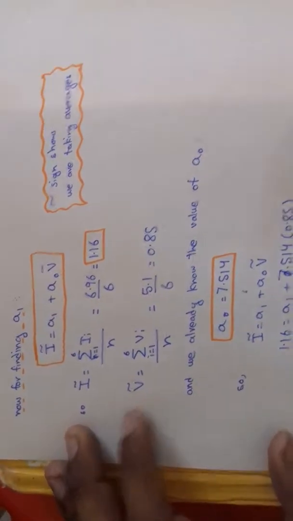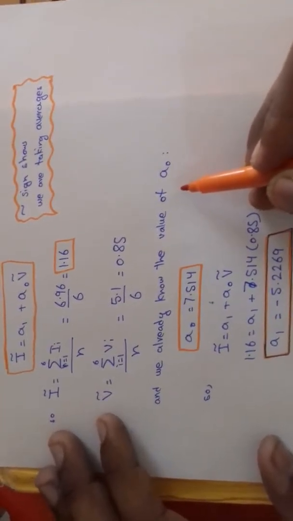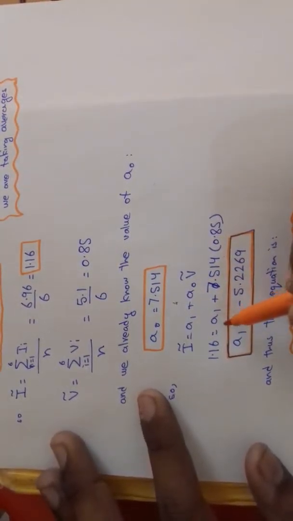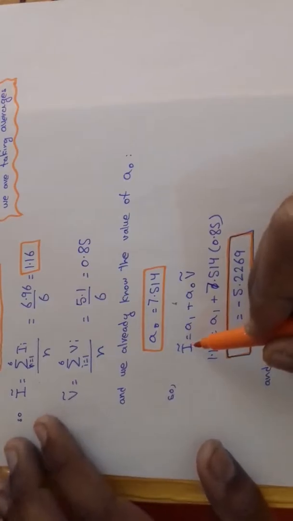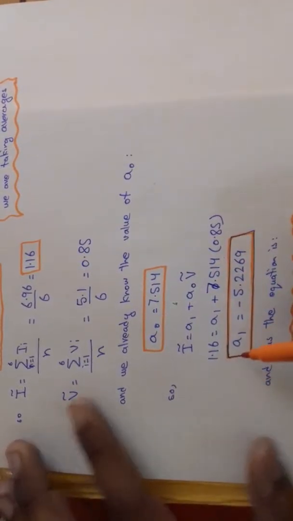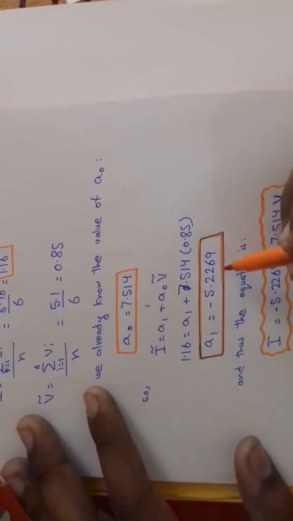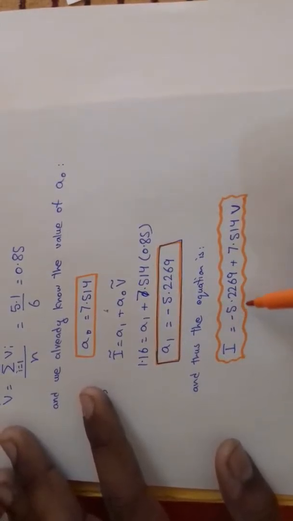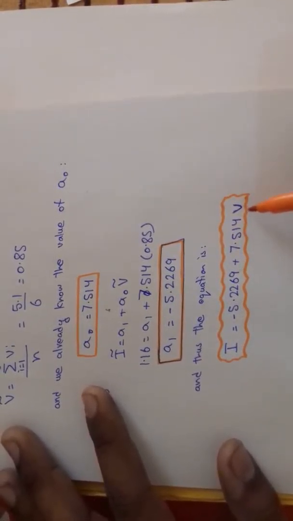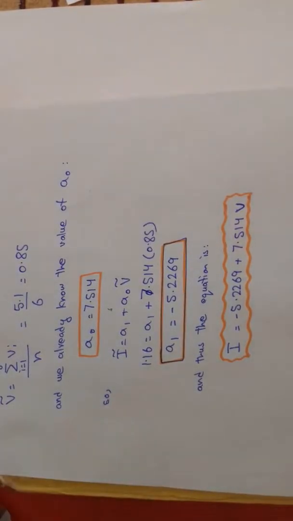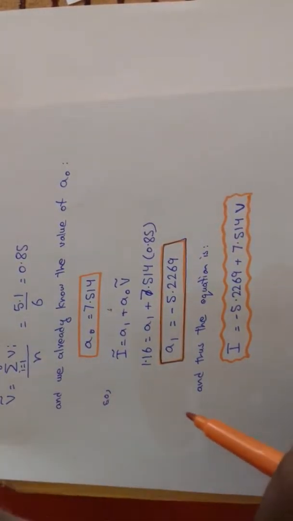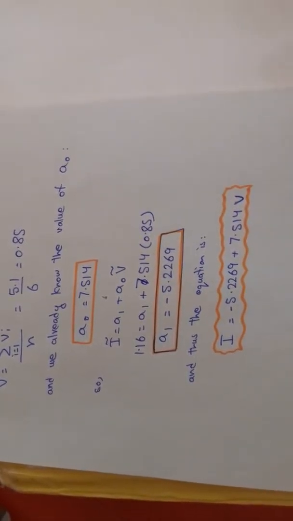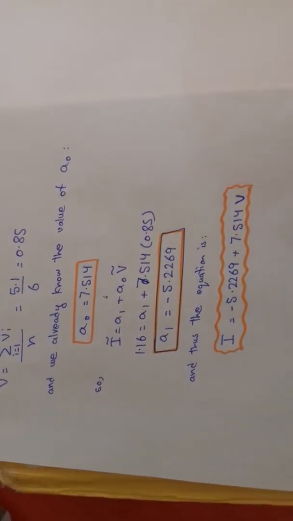We already know the value of a0, that is 7.514, calculated previously. So we plug in the values of a0, I average and v average, and we find the value of a1, that is minus 5.2269. Thus the equation will be I equals minus 5.2269 plus 7.514 v. So we have used linear regression here to find a relation, so that if we have any value of v, we can find the value of I.